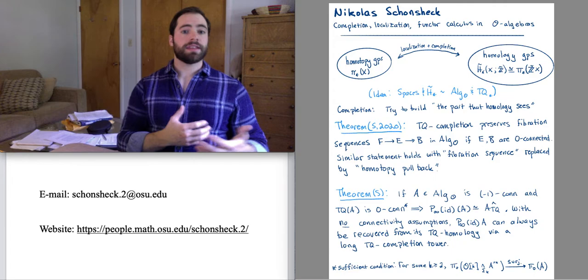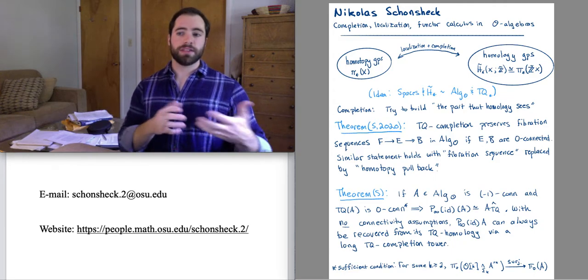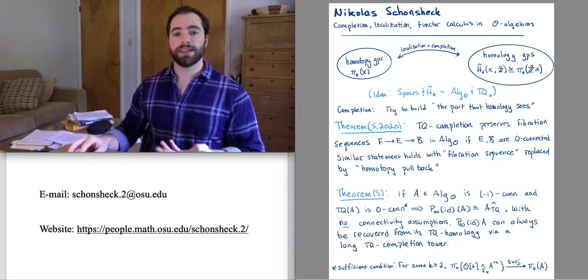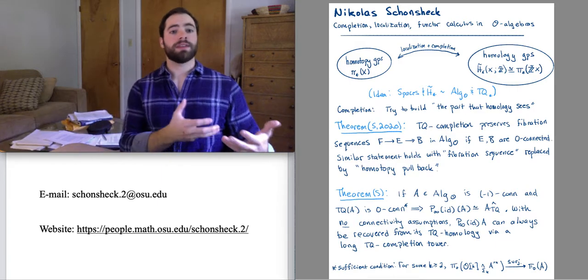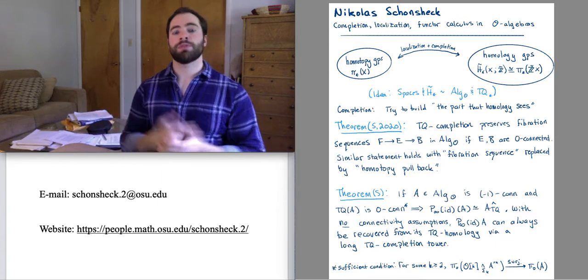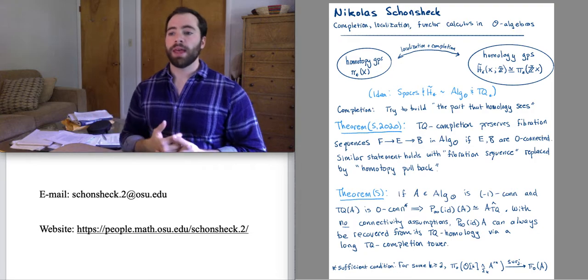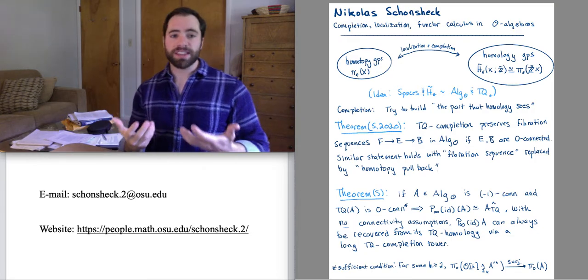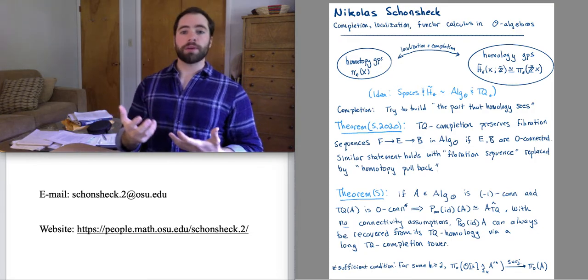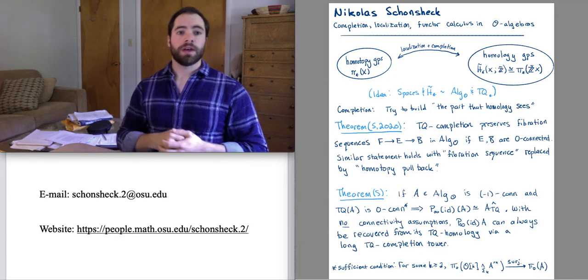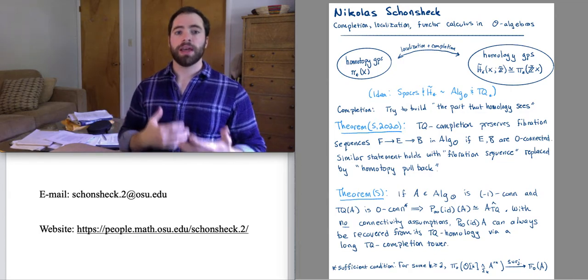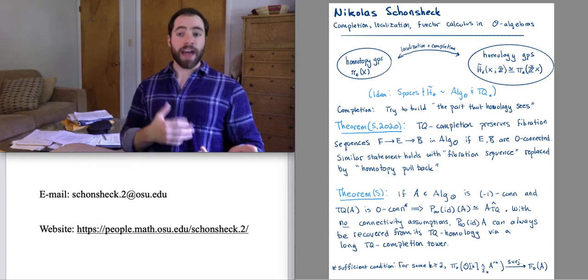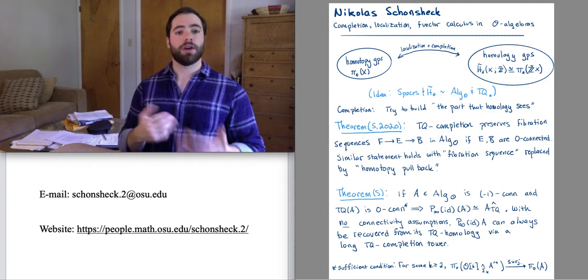The second stems from the observation that since TQ is weakly equivalent to P1 of the identity, completion with respect to TQ homology is the same as completion with respect to P1 of the identity. And when we think about it in this way, it suggests that we can maybe start playing with the parameters 1 and identity. So I'm interested in studying completion and localization with respect to Pn of f, both in spaces and O-algebras.